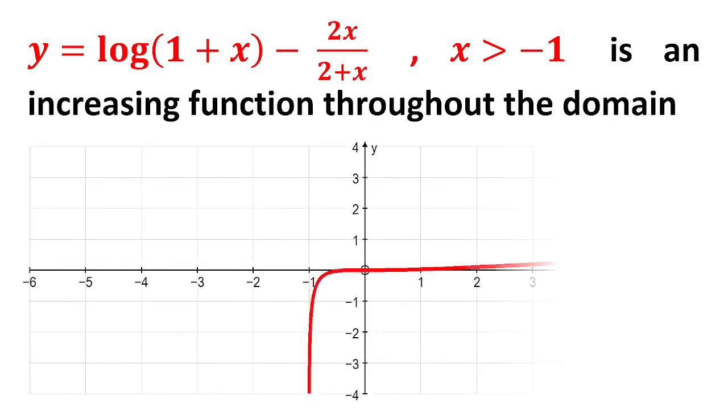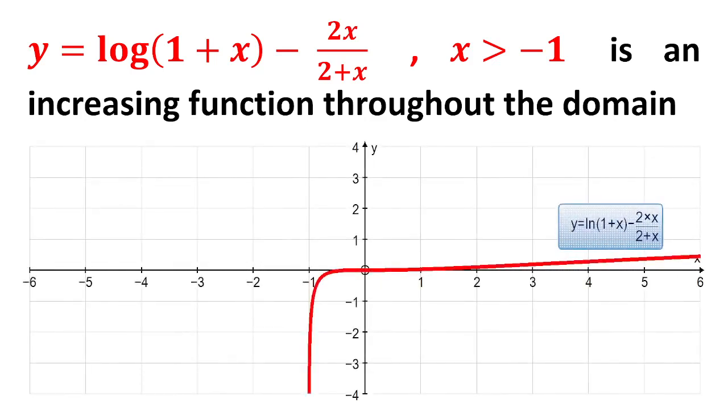We are seeing the graph of it. It is an increasing function throughout the domain, it is going up, going up, going up for x greater than minus 1, check out. Below that the graph is going down, but after minus 1 it goes up, up, up.